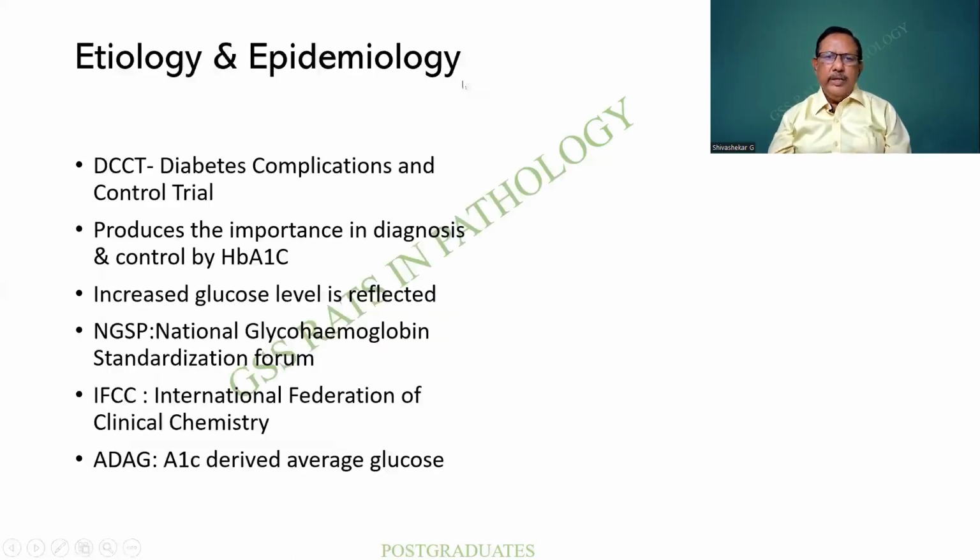What is the etiology and epidemiology? There are various organizations which have evolved it and which are controlling it. For example, DCCT, Diabetes Complications and Control Trial. It established the importance of HbA1c in the diagnosis and control of diabetes. Increased glucose level is reflected by this.